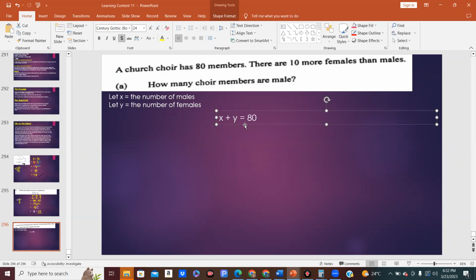No, because if you say 60 females and 20 males, then how is it that it's 10 more females than males? You see what I'm saying? So it can't be that.